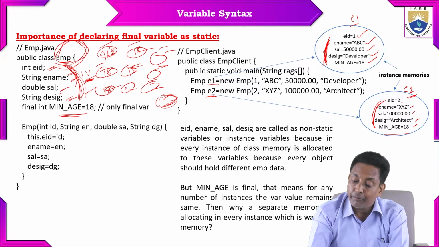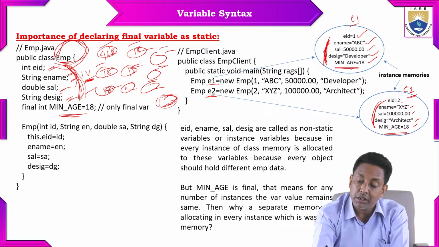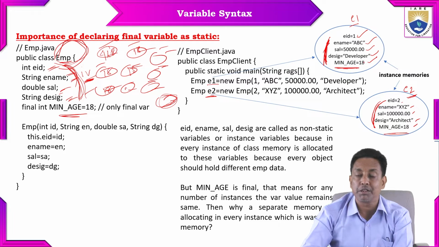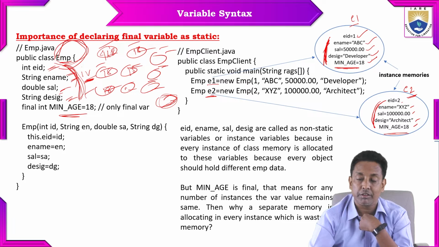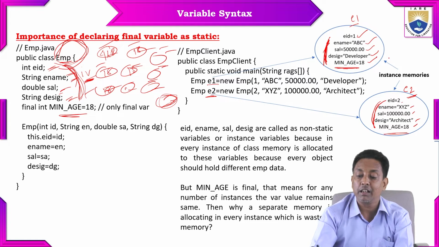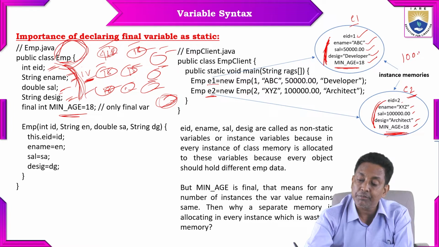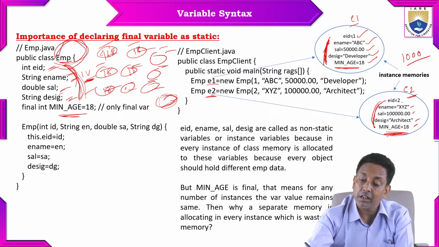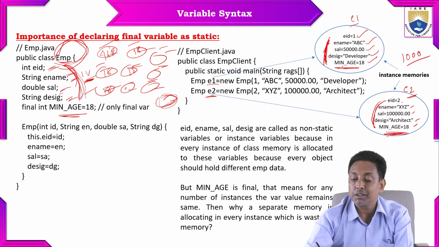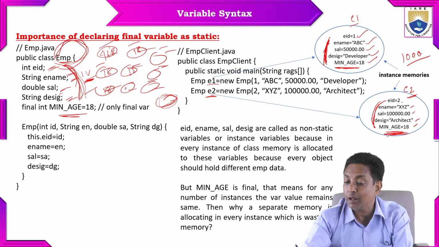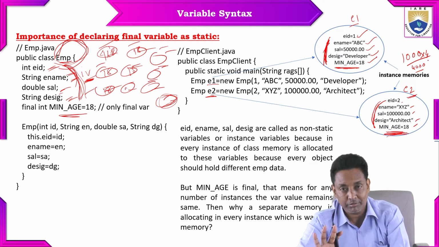But coming to this variable, up to now we created two objects. In both objects, memory is allocated to the min_age variable, and the value is 18. Here memory is allocated for that variable, and here also for the min_age variable, memory is allocated. If you create 100 or 1000 employee objects, along with employee ID, employee name, salary, and designation, memory will be allocated separately for this min_age variable in every object. If 1000 objects are created, 1000 into 4 bytes is 4000 bytes, which is about 4 KB.